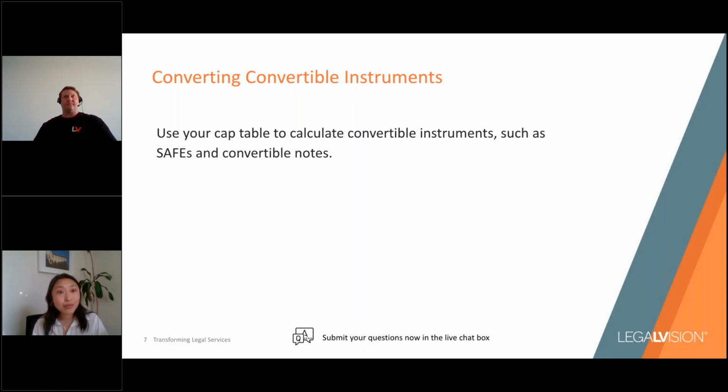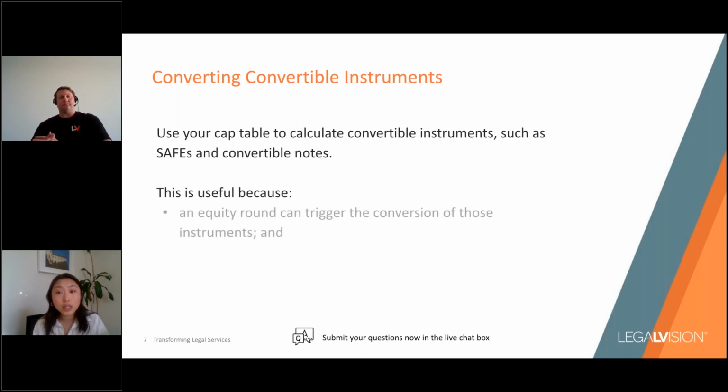Because as startup founders, you might do your pre-seed financing or bridging rounds using convertible instruments such as safes and convertible notes, which we do come across a fair bit. And it's really useful to use the cap table for that purpose, because when you do come to an equity financing, you'll need to understand what the consequences are of converting those convertible instruments, because it is usually the equity financing that triggers that conversion.